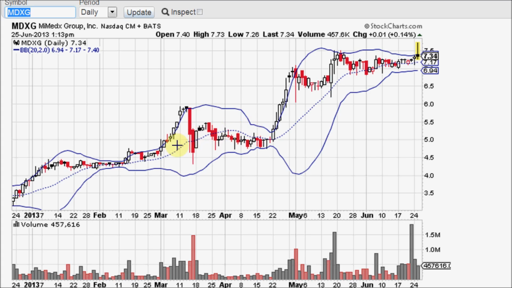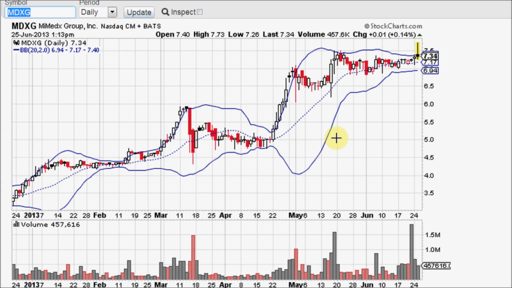Now it's based on the 20 simple moving average, which is this dotted line right here. And the upper Bollinger Band is 2 deviations plus, and the lower Bollinger Band is 2 deviations to the minus.